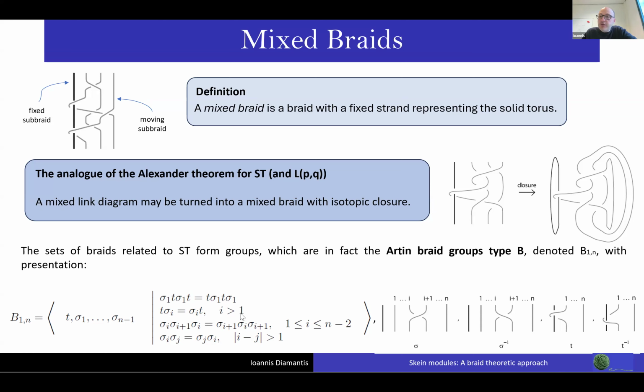And of course, the presentation has the classical relations of the braid group plus relations of the interaction between T and sigma. So we can see that if sigma is far away, T and sigma commute, if i is greater than 1. And if i is equal to 1, we have this relation here: sigma 1 T sigma 1 T equals T sigma 1 T sigma 1. So that's the presentation of the Artin braid group of type B, which corresponds to mixed braids in the solid torus.